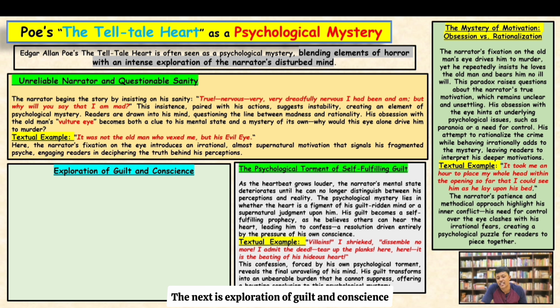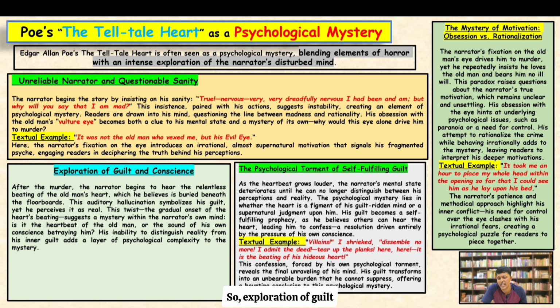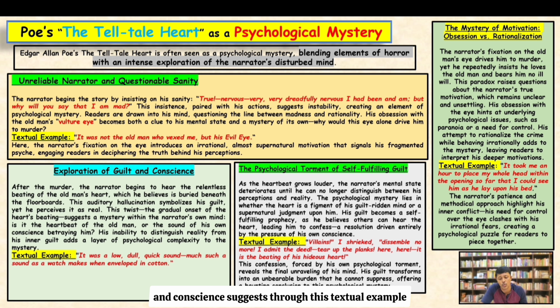The next is exploration of guilt and conscience. This is suggested through the textual line: "It was a low, dull, quick sound, much such a sound as a watch makes when enveloped in cotton." That sentence we have also dealt with earlier. The gradual onset of the heart's beating suggests a mystery within the narrator's own mind. Is it the heartbeat of the old man or the sound of his own conscience betraying him?